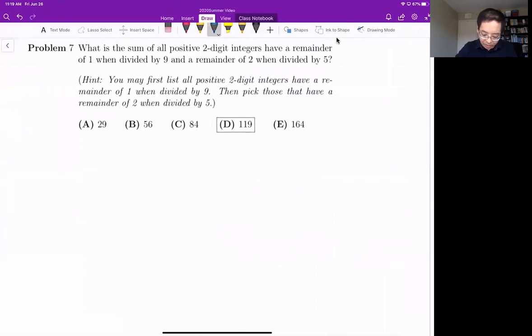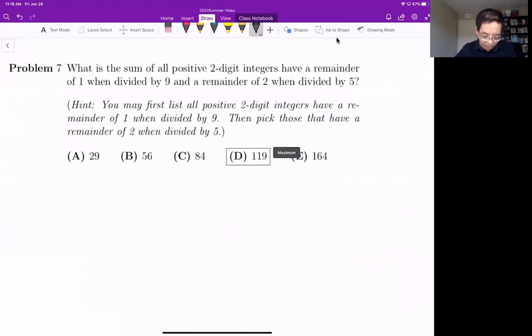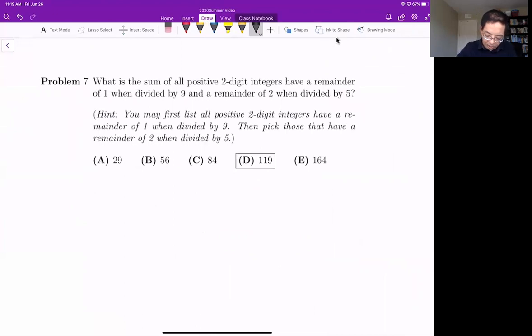Okay, next. What is the sum of all positive two-digit integers that have a remainder of 1 when divided by 9 and a remainder of 2 when divided by 5? So which means it has to satisfy two things. One is remainder 1 when divided by 9, and the second one is remainder 2 when divided by 5, right?